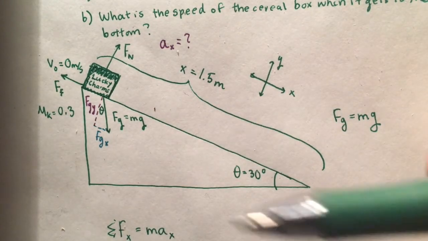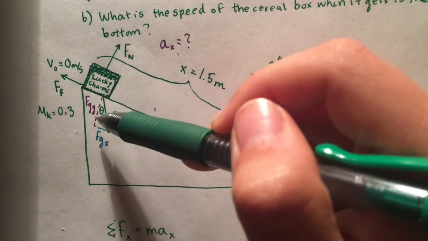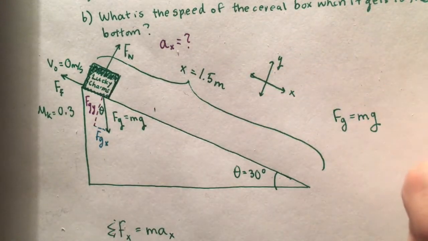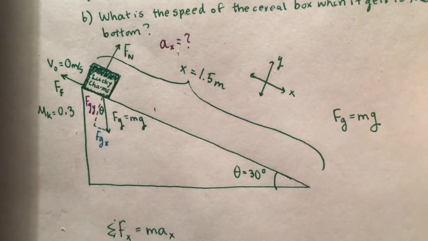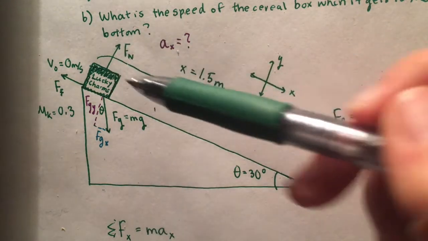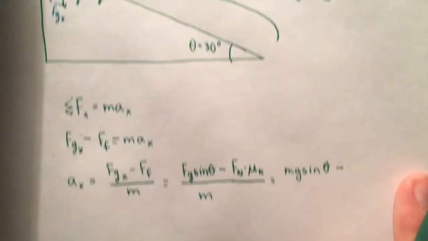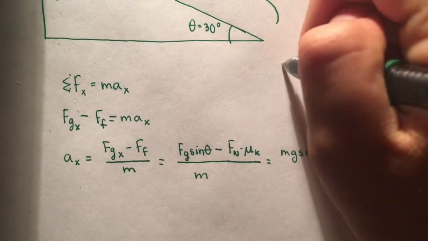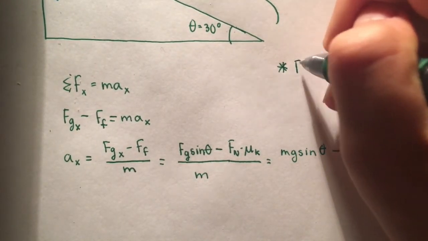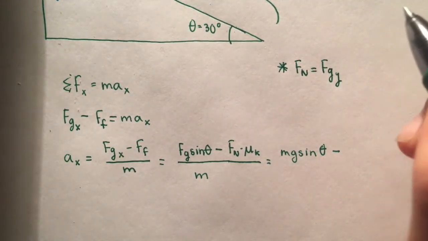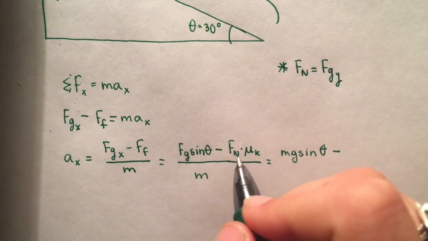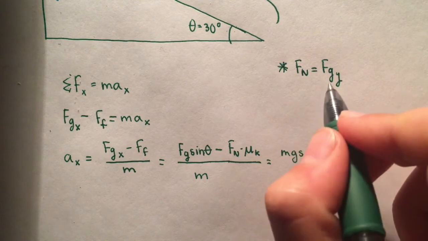gravity. Because if we have 0 acceleration perpendicular to the plane, then the net force perpendicular to the plane must be equal to 0. Which means that the magnitude of the normal force is equal to the magnitude of the vertical component of gravity. They act in opposite directions and cancel each other out. I can replace the normal force with the vertical component of gravity. So I'm going to write that over here, just kind of a star mark, that the normal force is equal to the vertical component of gravity. So in our equation, I'm going to rewrite normal force as the vertical component of gravity.